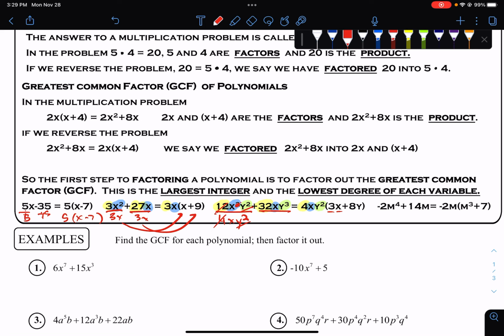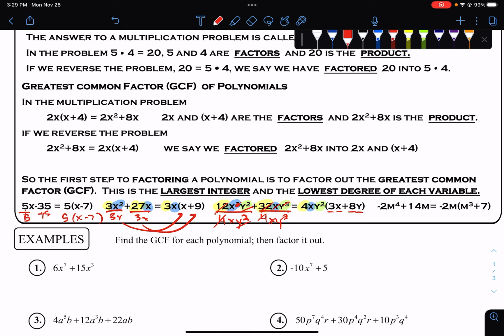32xy cubed divided by 4xy squared. 32 divided by 4 becomes 8. X divided by x becomes nothing. And y cubed divided by y squared just becomes y all by itself.